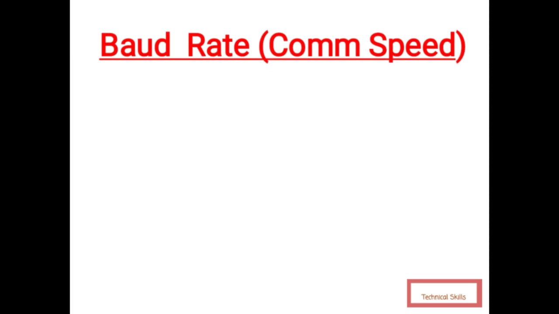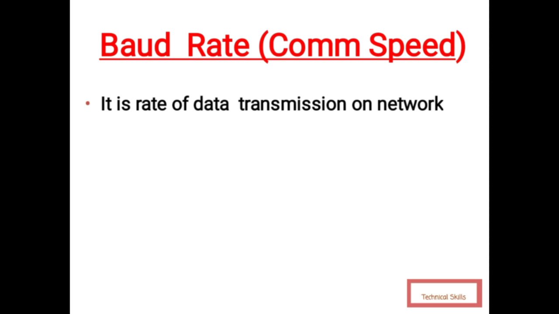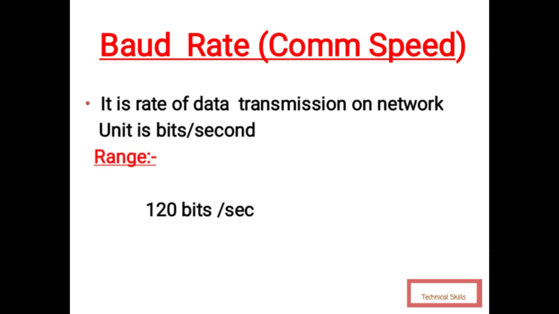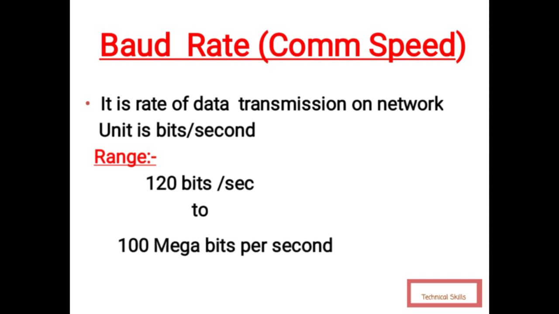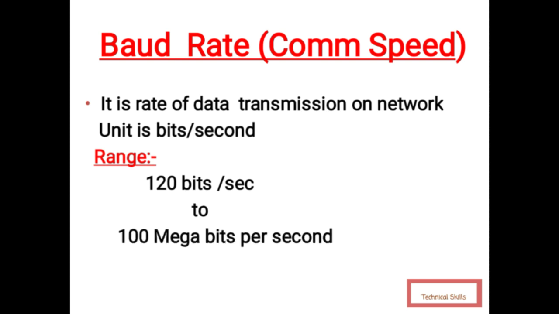Next is baud rate or communication speed. It is the rate of data transmission on a network and the units are bits per second. It ranges from 120 bits per second to 100 Mbps, which means 100 megabits per second.